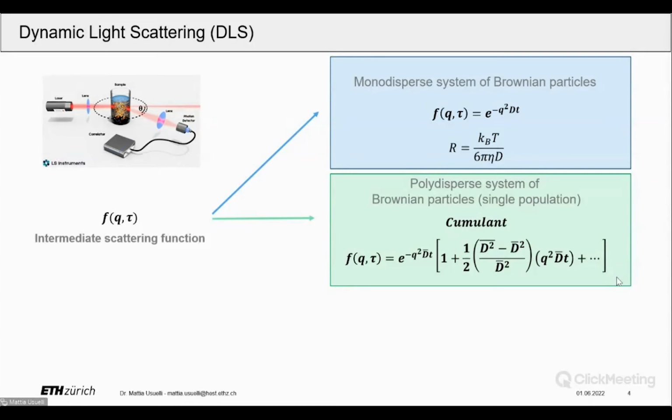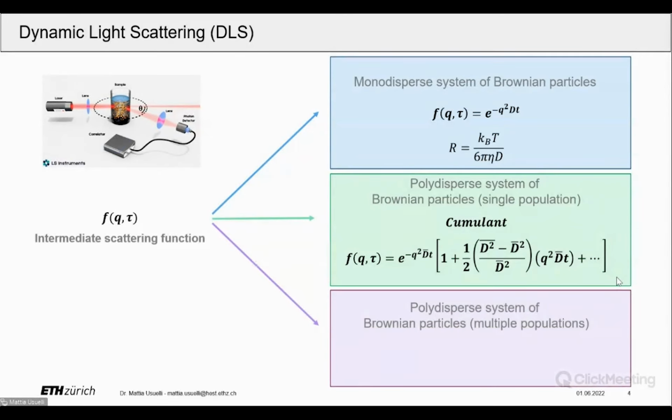Let's now imagine that we have a polydispersed system of Brownian particles, this time with multiple populations. So it means that I do not have a single exponential decay that is actually very broad, but I really have multiple exponential decays. In this case, we can use, for example, a technique that has been around since the 80s of last century. This is the CONTIN analysis. And actually, LS Instruments has developed a very robust and very nice algorithm, arising from many years of work, that is able to extract the size distribution in a very accurate way.